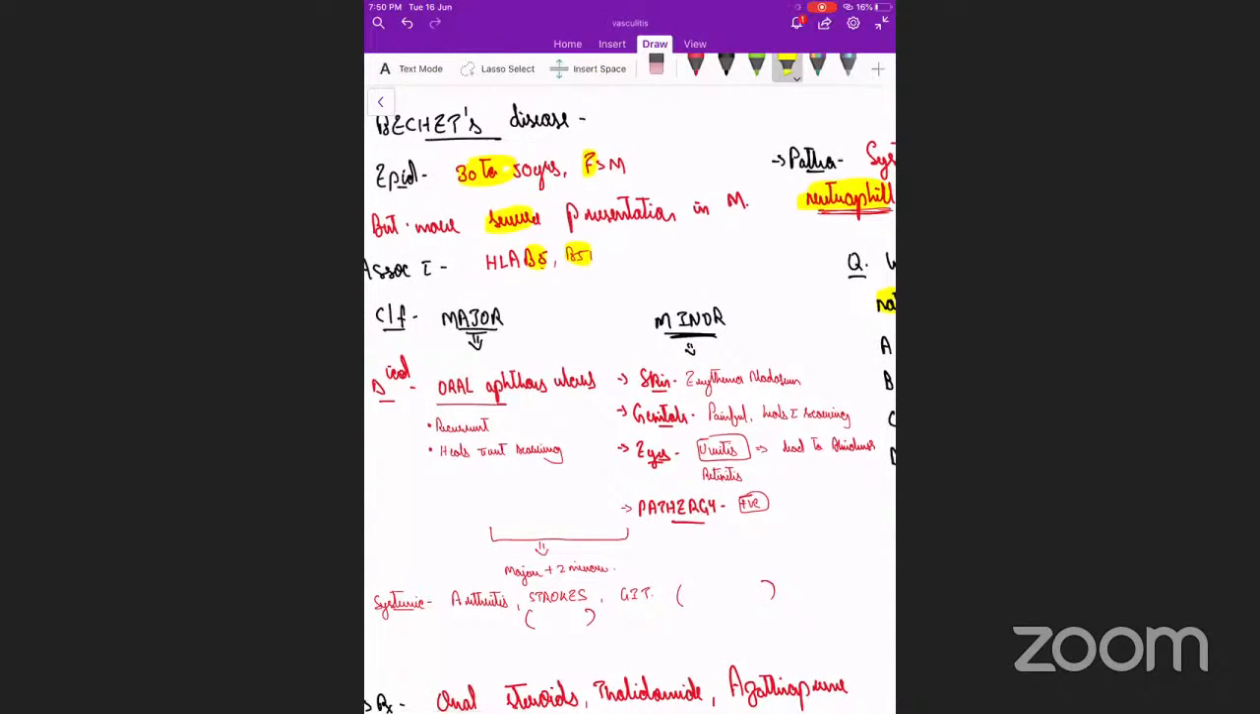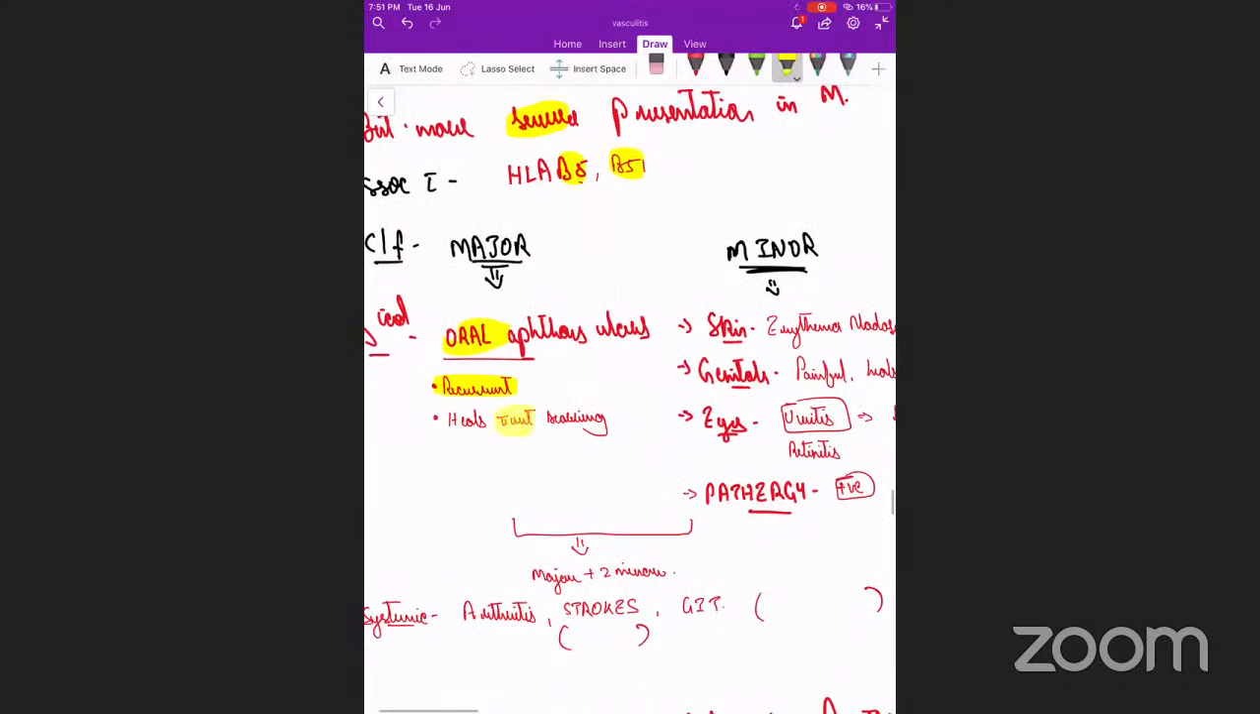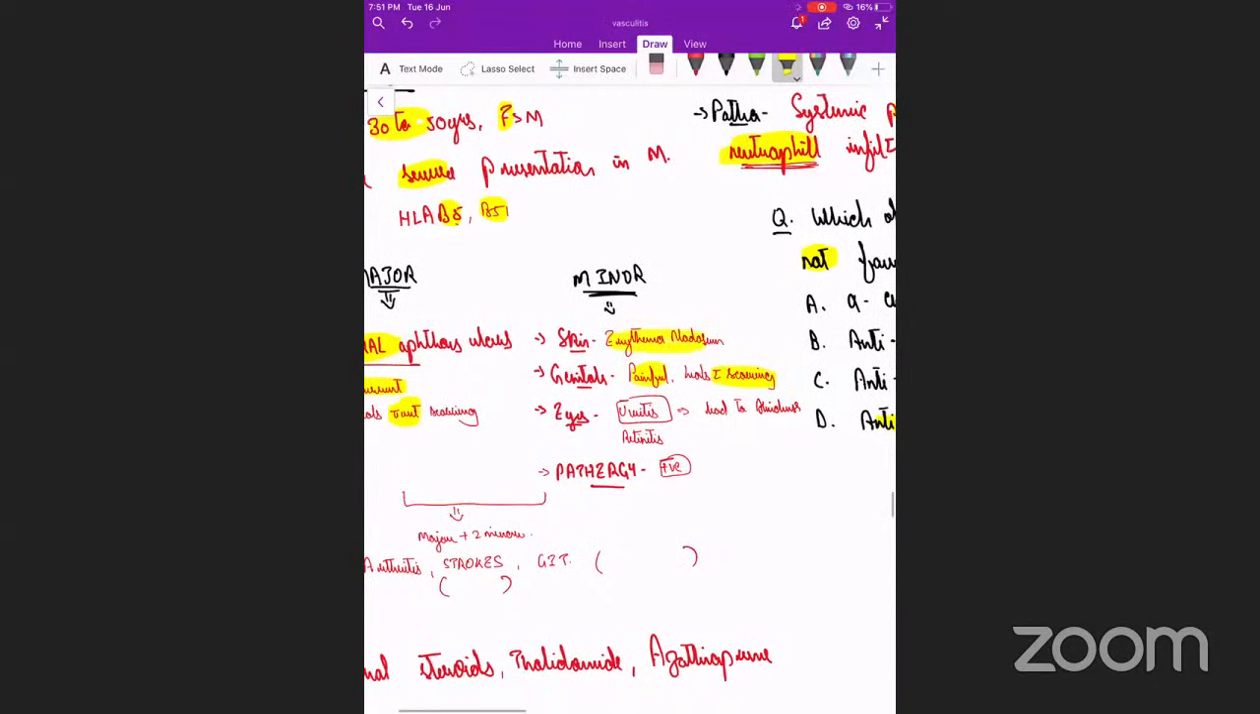So the major criterion is oral aphthous ulcers which are recurrent, and this ulcer heals without scarring. Why it is important is, in the minor criteria, similarly genital ulcers, which are painful and also recurrent, but this one heals with scarring. Okay, skin involvement like erythema nodosum can be there.